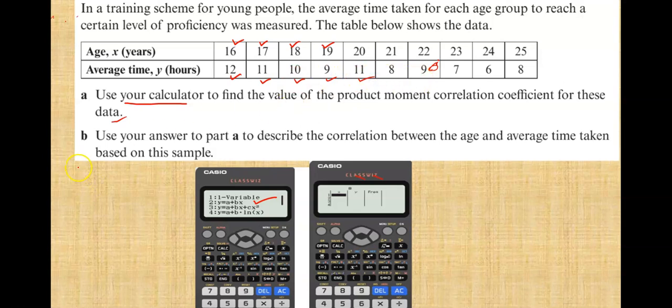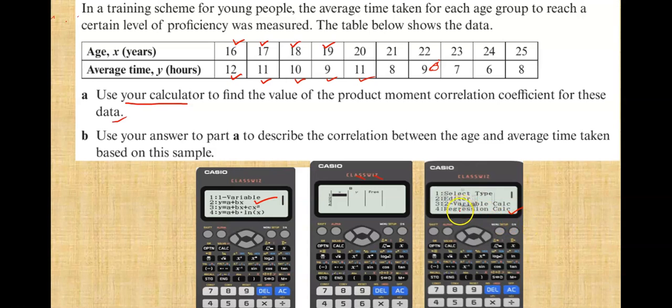After that, go for option 4, and once you go to option 4, the screen will look like this. We are going for the regression calculator, and if you press number 4, you'll get three values of A, B, and R. Then R will give you the product moment correlation coefficient.